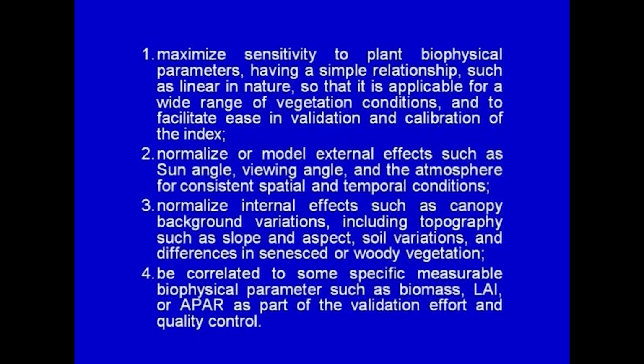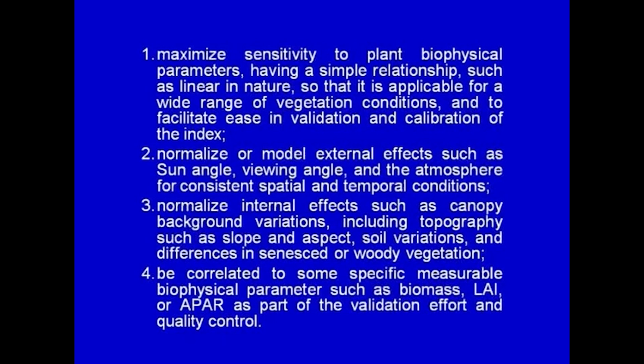A vegetation index to a large extent should be able to maximize the sensitivity to plant biophysical parameters, having a simple relationship such as linear in nature, so that it is applicable for a wide range of vegetation conditions and to facilitate ease in validation and calibration of the index. It should normalize or model external effects such as sun angle, viewing angle and the atmosphere for consistent spatial and temporal conditions.